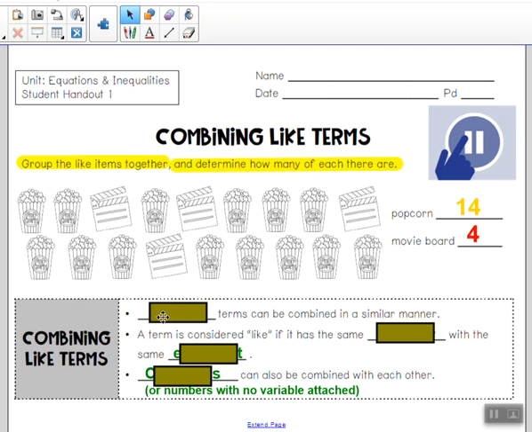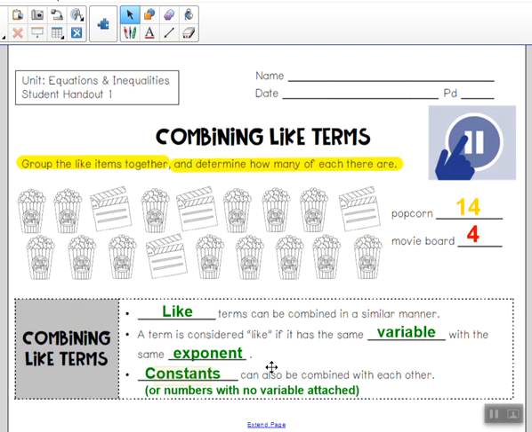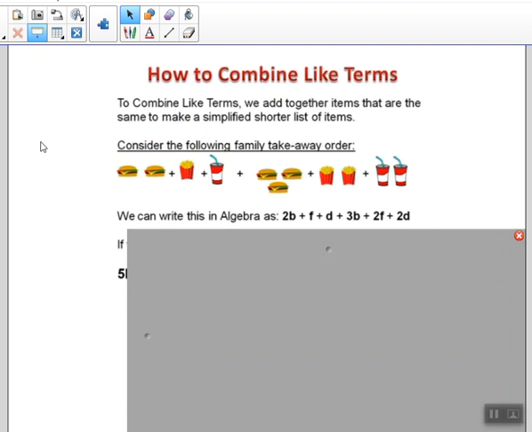So let's break it down first. Bullet point right here. Like terms can be combined in a similar manner. A term is considered like if it has the same variable with the same exponent. You will see some examples of this shortly, but we got to first understand what are like terms. And another bullet point right here, constants can also be combined with each other. And just a reminder, constants are numbers all by themselves, no variable attached. Now, let me show you some examples of what this really is.